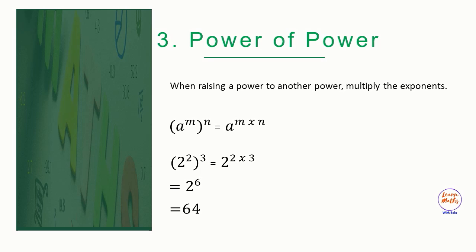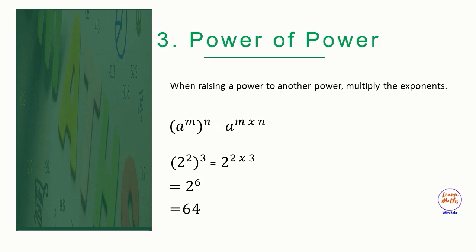Let me take this again. The power of power law says that when raising a power to another power, multiply the exponents. We have established already that the exponent is the number that you are raising the base number to, that is the index.